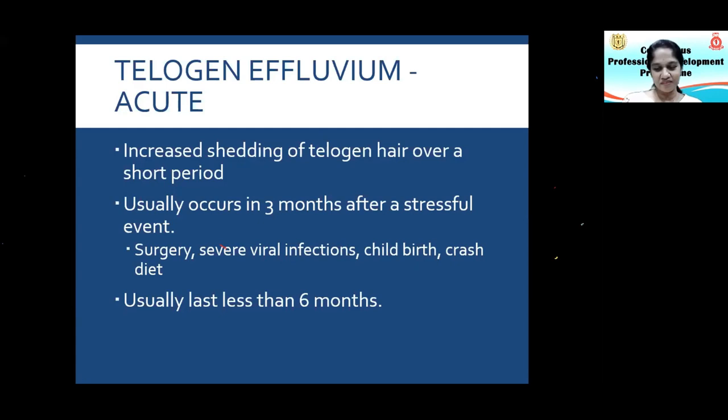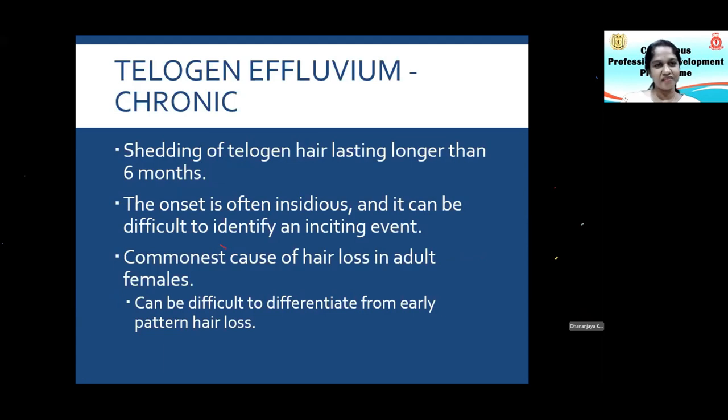Then you have the other variety, that is the chronic telogen effluvium. There again, it is the shedding of telogen hair, but it lasts longer than the normal 6 months. And the onset is not so acute. It is a slow onset, and also one can't identify an inciting event.